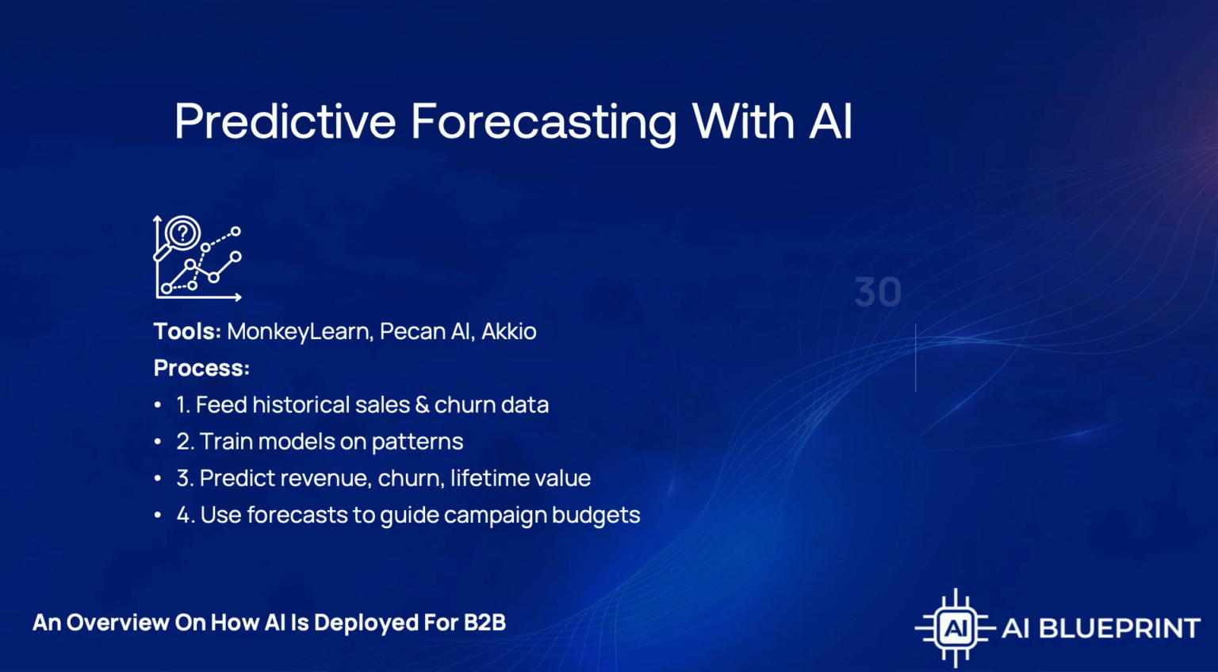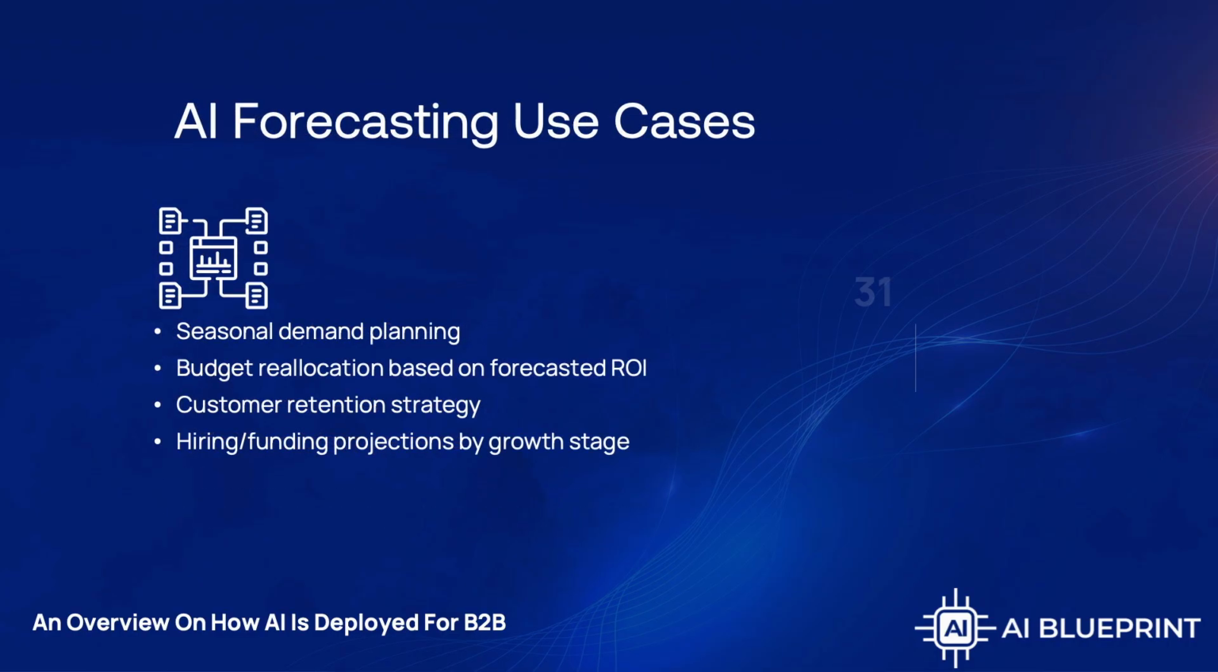I hate that word. Predictive forecasting with AI. So we can use MonkeyLearn, Peak AI, Akkio. We feed historic sales and churn data into there, right? This is going to train the model on the various patterns so we can predict revenue, churn, and lifetime value. We use forecasts to guide campaign budgets.